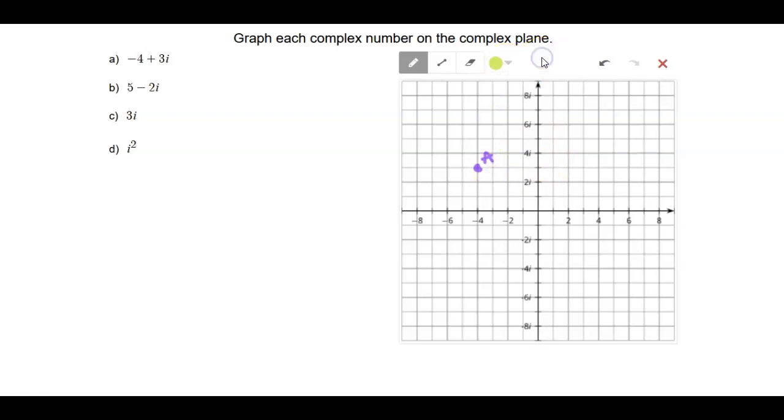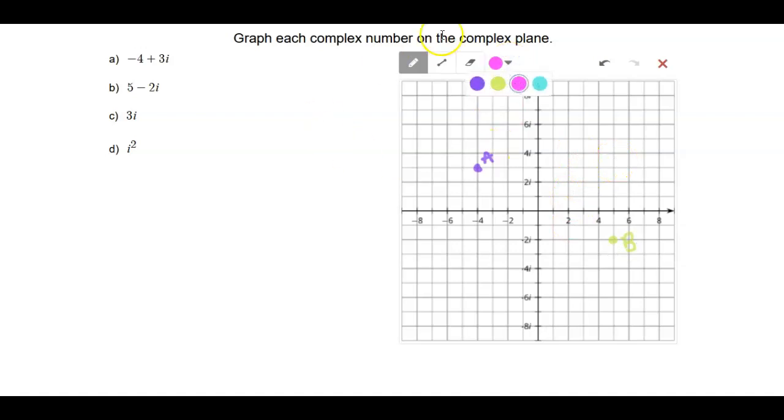For point B, similar. The first number is our real number, the second number is our imaginary number. So for 5, we're going to go right to 5 on the real axis. And because this number says -2i, that's a -2i. So from 5 on the real axis, we're going to go down to 2i on the negative imaginary axis. And that's going to be this point right here. So we have B.